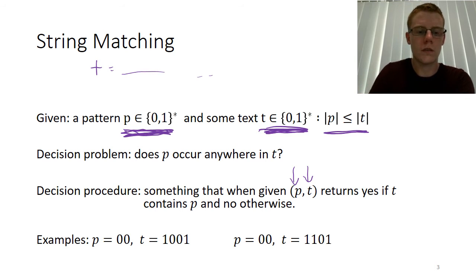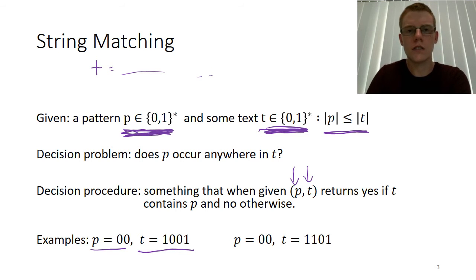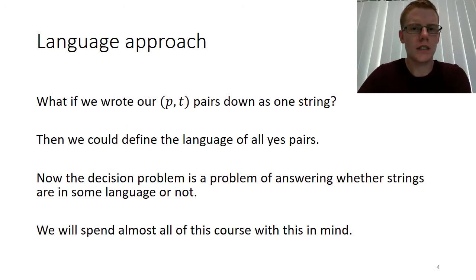So some examples might be the text 1001 and the pattern 00. So you can very easily see that this is a yes instance because we can see the pattern right here. Or the same pattern but with a different text, for which we can clearly see the answer is no. Some of you might already be able to see how the idea of determining if a string is in a language may help us in this case.